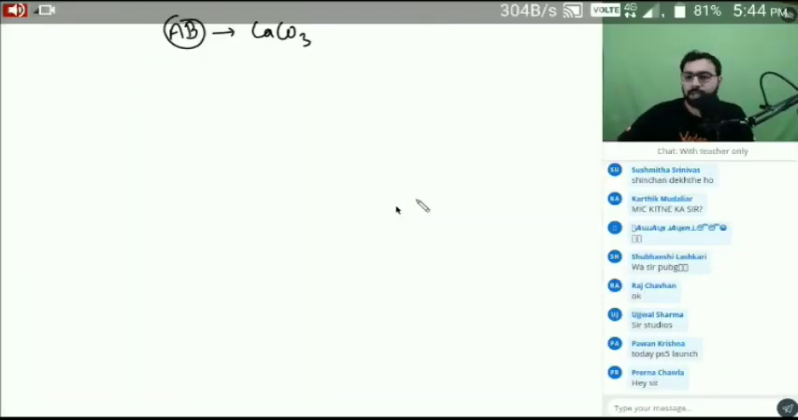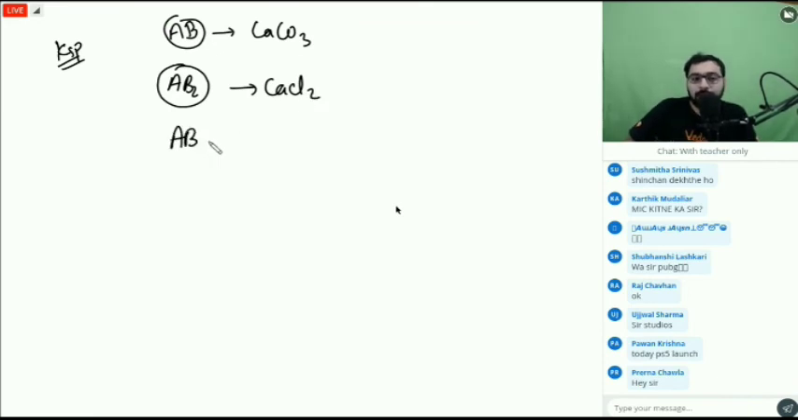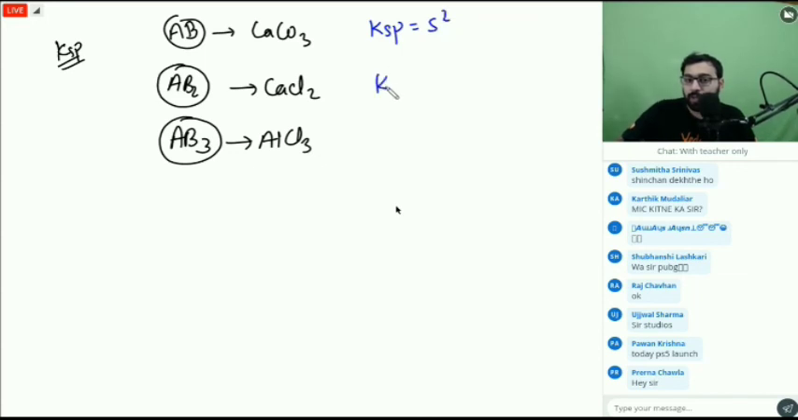Okay, students. So KSP. For KSP we started with AB types of salt. AB type is calcium carbonate. Then we have AB2 type of salt, something like calcium chloride. Then AB3 type of salt, that is AlCl3. In this we know the formulas of KSP from ionic equilibrium. KSP is equal to S square, this KSP is equal to 4S cube, and this KSP is equal to 27S raised to power 4.